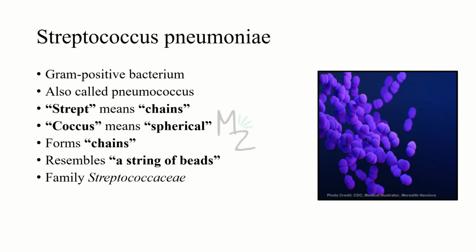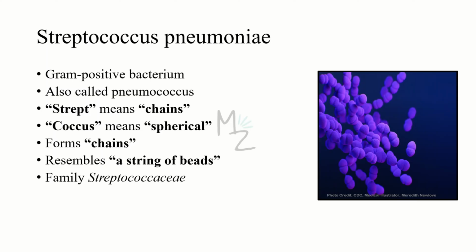Streptococcus pneumoniae. As its name shows, it is responsible for causing the most common infection, pneumonia. It is a gram-positive bacterium, also called pneumococcus, as it is a coccus and is responsible for causing pneumonia, hence named pneumococcus. Streptococcus has two words in it.